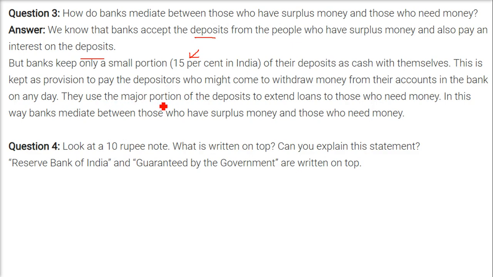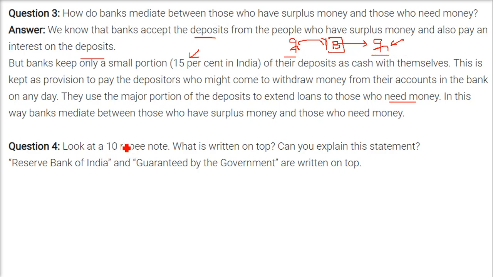Now they use the major portion of the deposits, or nikshep, to extend loans to those who are borrowers, who require a loan or who need money. So in this way, the bank mediates between those who have surplus money and those who need money. So if this is a bank, you go and you deposit. Now this money is given to those who want the money, that is the borrower. So it is an intermediary between those who deposit and those who borrow the money or take the loan.